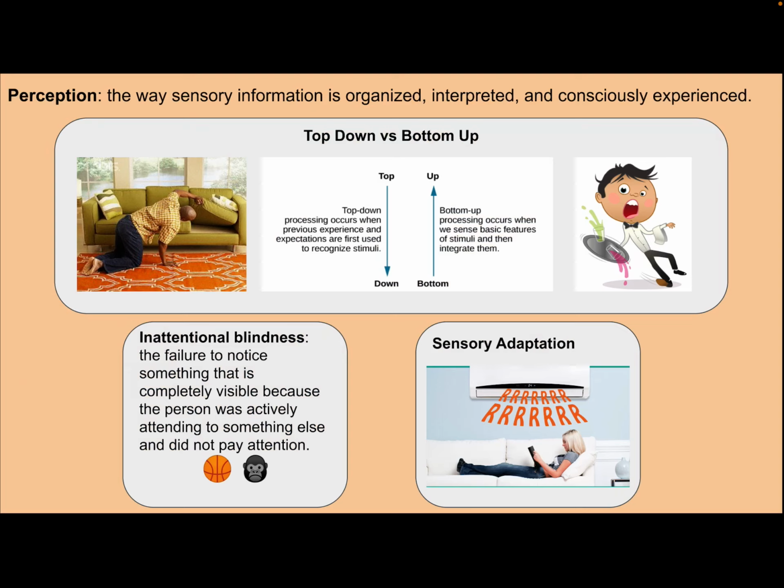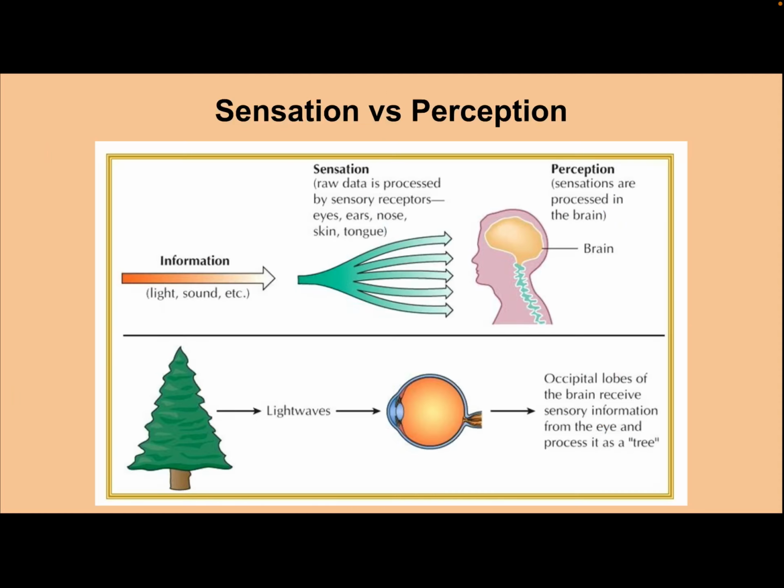It's new, so it's a lot more noticeable. In the picture, the lady has gotten used to the loud sound of the air conditioner and she's able to read her book. So what's the difference between sensation and perception? The information comes in, and first, sensation happens. The raw data is processed by our sensory receptors, which are located in our ears, eyes, nose, skin, and tongue. After that raw data is processed and sent to our brain, then the perception happens.